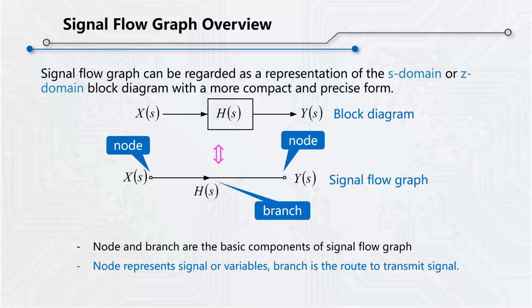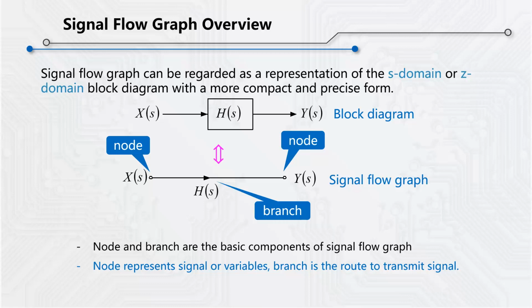The signal flow graph can be regarded as a compact representation of the S-domain or Z-domain block diagram. But it is more precise and more formal than the block diagram. For example, such a system block diagram can be equivalently represented by a signal flow graph.